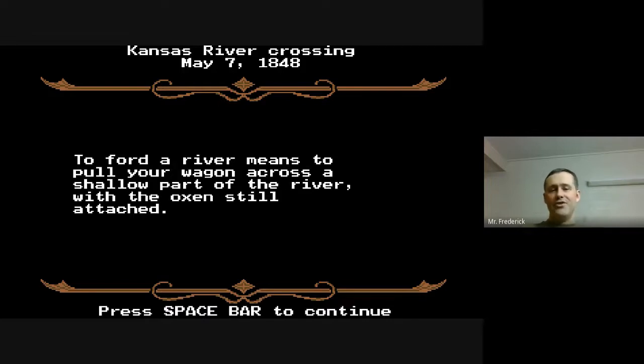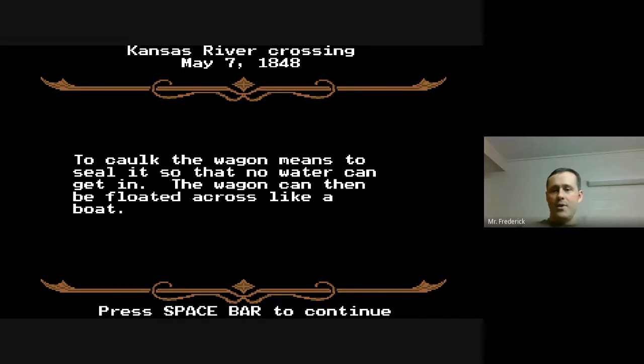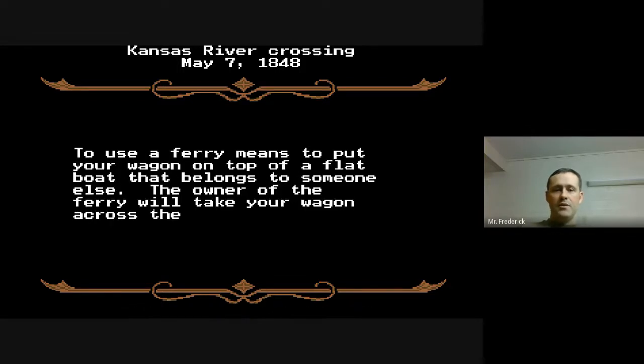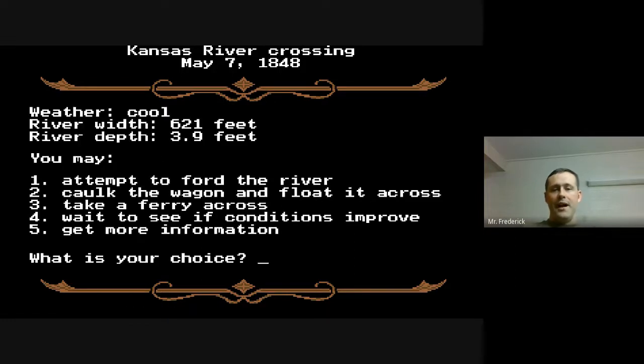Let's see if I forgot anything. Oh, here are the definitions if you weren't sure. You ford the river by walking across, caulking the wagon and float it across like a boat, or riding on the flatboat on the ferry. I'm going to take the ferry across.